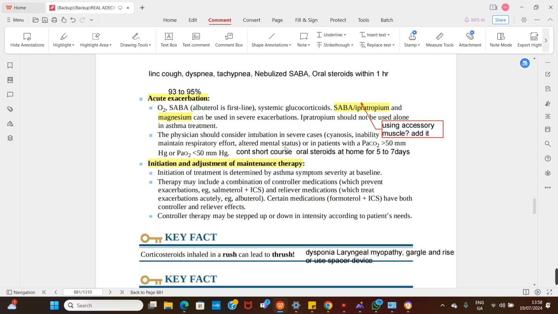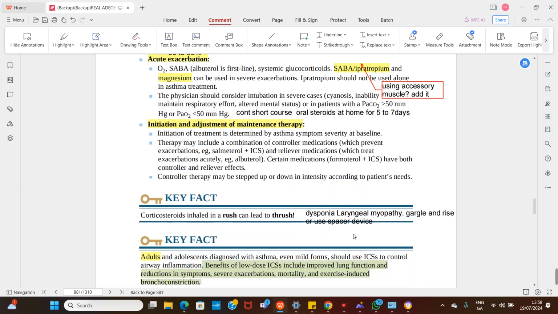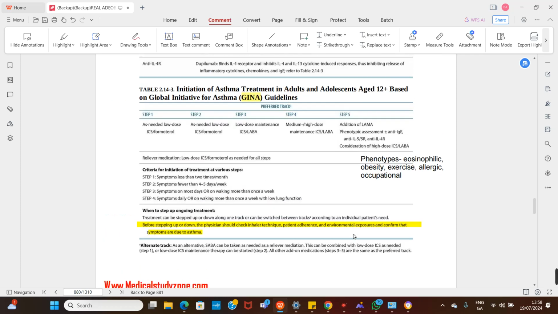So all this story that is here, we have already summarized it. You don't need to worry about it. You just need to step up the patient accordingly. So if the patient is already on step 1, and the patient comes to the hospital complaining of having symptoms every day of the week, what step are we going to, what medication are we going to give the patient? Anybody?